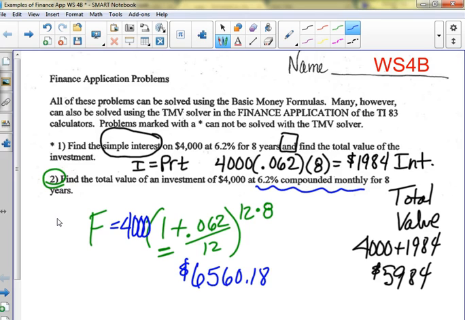The app or where are you at? Oh, you don't have the 1 plus?